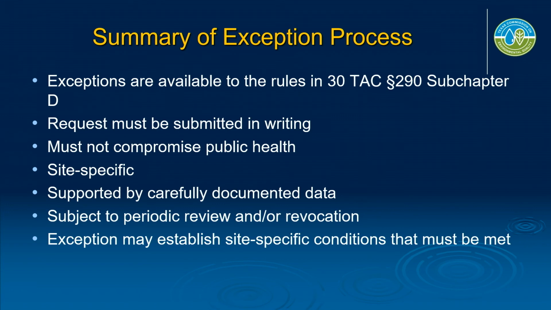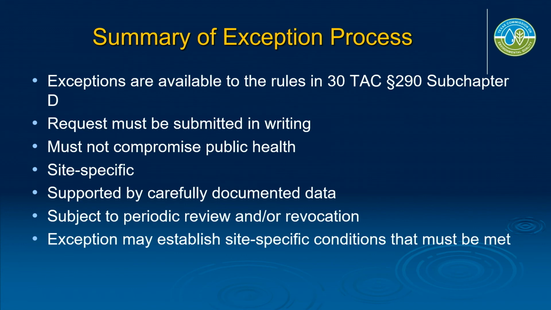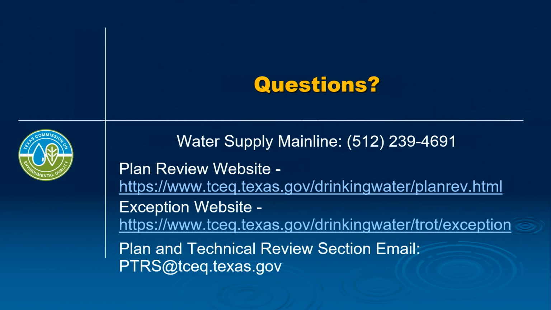They're site-specific. There are no blanket exceptions. All of the exceptions must be supported by carefully documented data. I'm going to repeat myself here and beat a dead horse, but if you get those checklists for the exceptions that I've explained, you're not going to go wrong. Make sure everything that's in those exceptions you send in, and you're good to go. They are going to be subject to periodic review and/or revocation, and the exceptions may establish site-specific conditions that must be met.